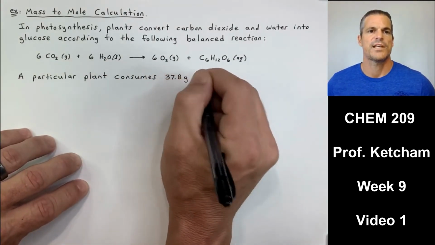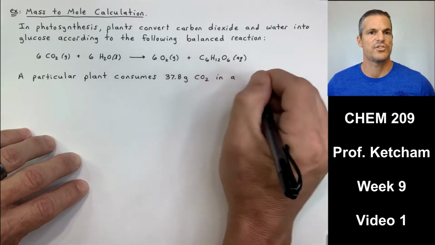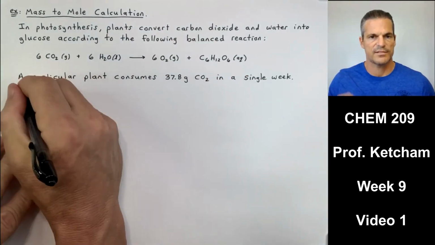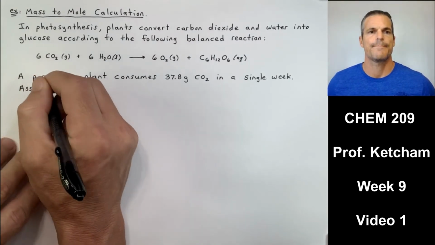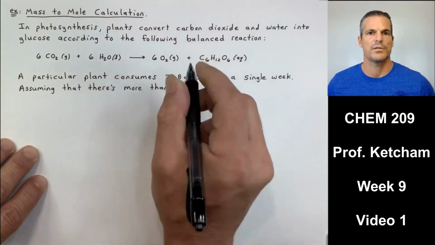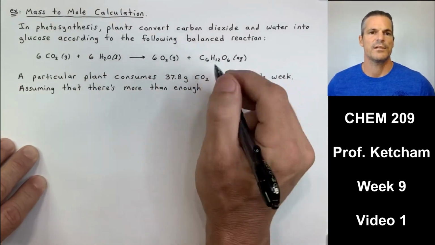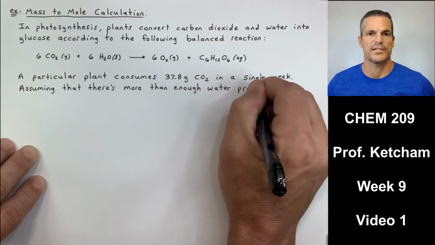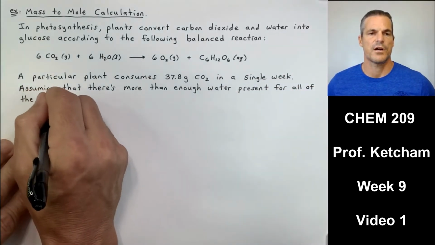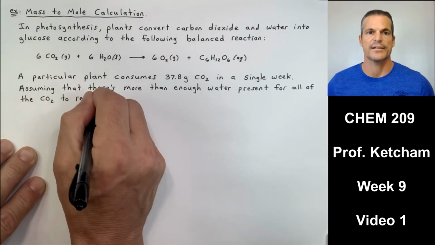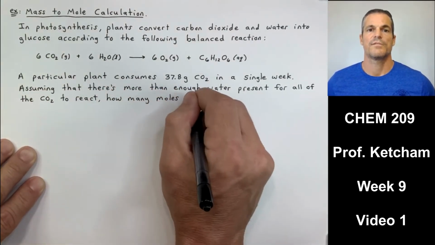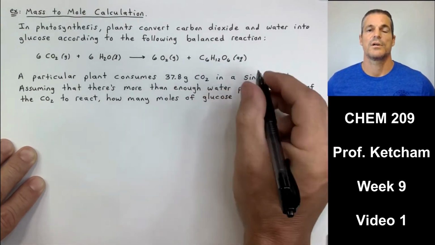All right. It says a particular plant consumes 37.8 grams, 3 sig figs. My answer will be 3 sig figs. A particular plant consumes 37.8 grams of CO2 in a single week. Assuming that there's more than enough water present for all of the carbon dioxide to react, how many moles of glucose are formed?